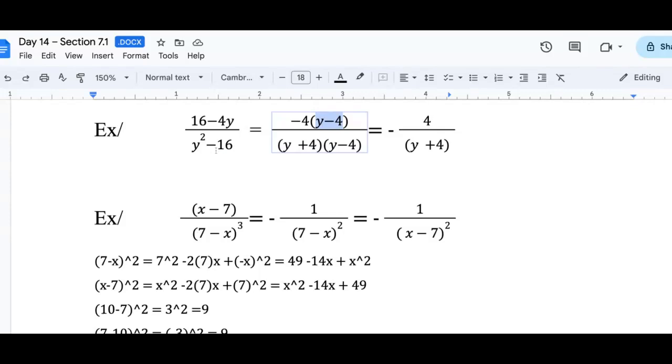Denominator is the difference of two squares. So y plus 4 times y minus 4. So y minus 4 divided by y minus 4, that's 1. So what's left is negative 4 over y plus 4.